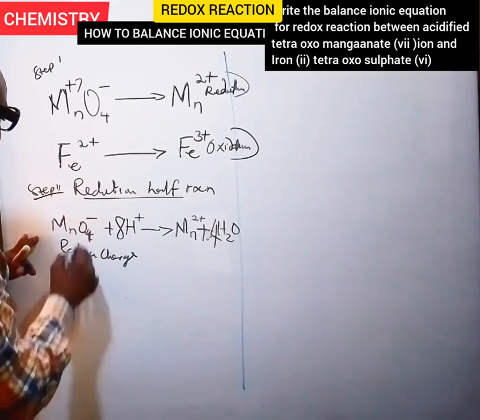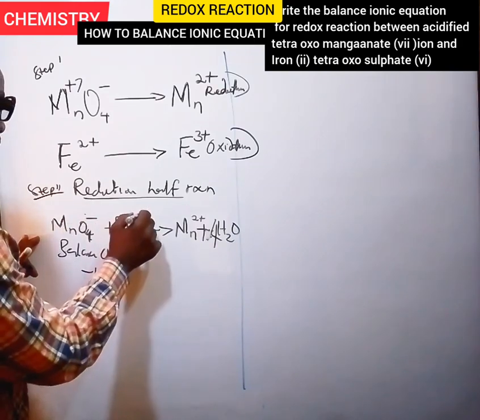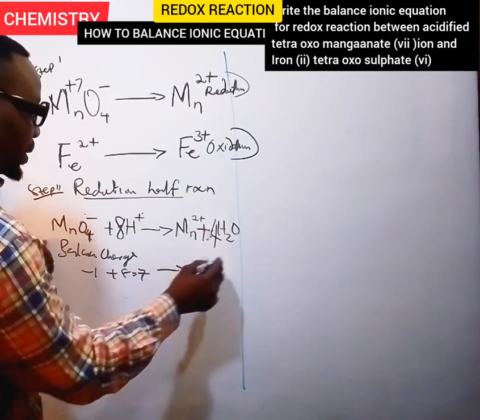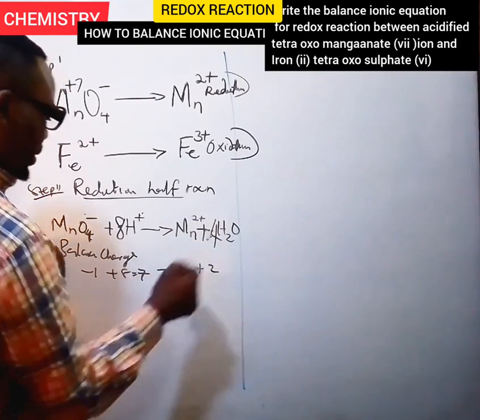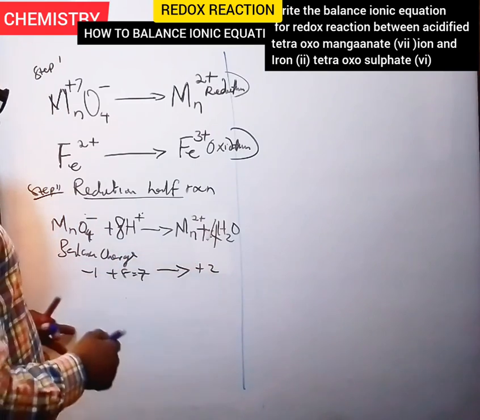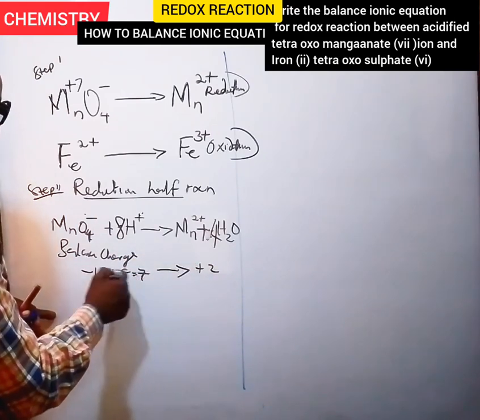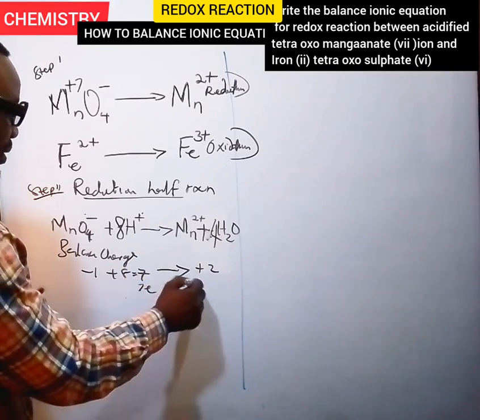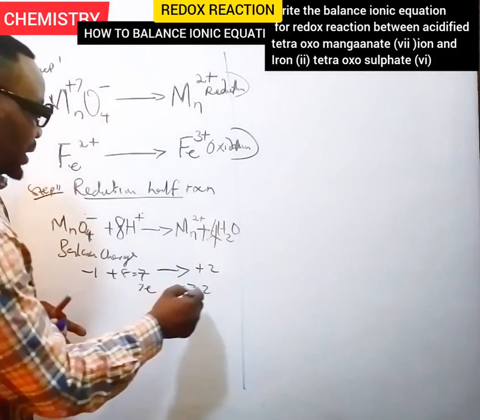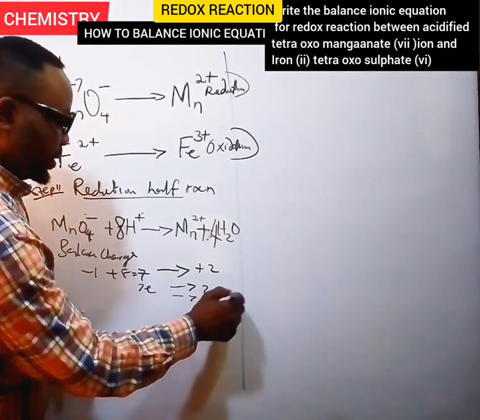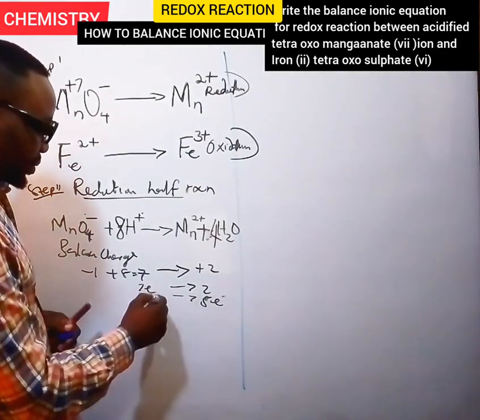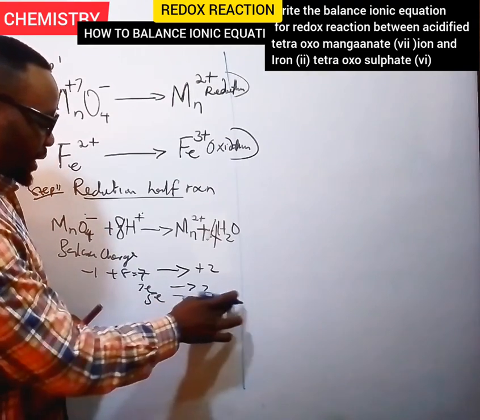Now, balancing the charge, you have minus 1 here. Then 8 times 1 is plus 8, which gives plus 7. On the other side, we have plus 2. So minus 1 plus 8 is plus 7 on one side, and plus 2 on the other. Which means that we need 5 electrons at this particular side for the acidic medium.